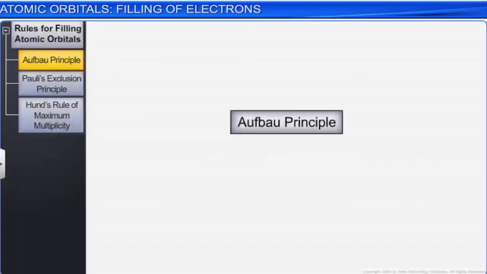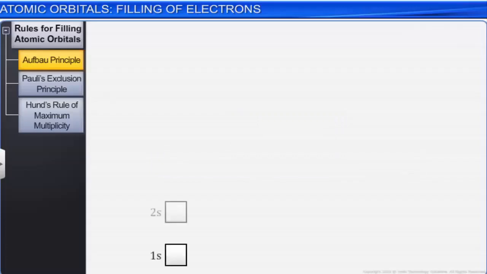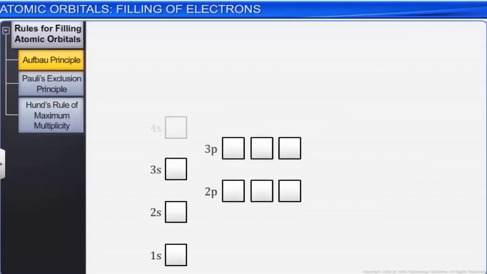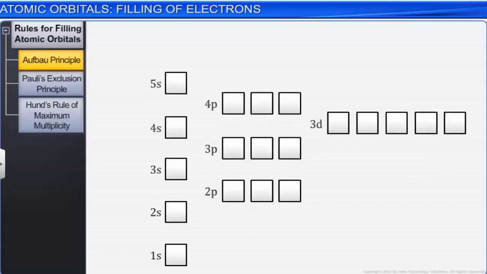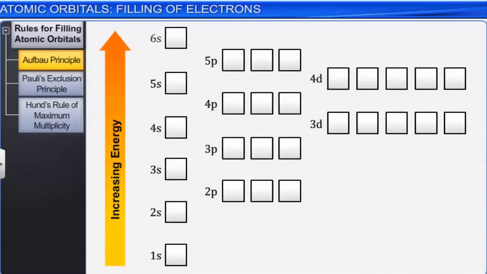Aufbau is a German word which means building up or construction. Here, building up refers to the sequence in which the electrons enter into various atomic orbitals. This principle states that, in the ground state of the atoms, the orbitals are filled in the order of their increasing energies. This means that electrons first occupy the lowest energy orbitals available to them, and then enter into the higher energy orbitals successively.